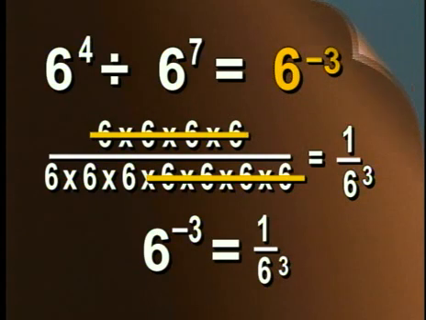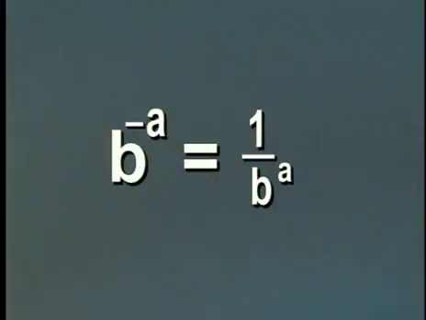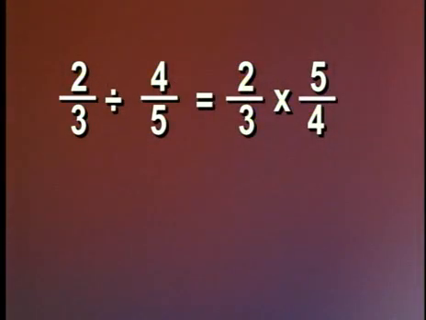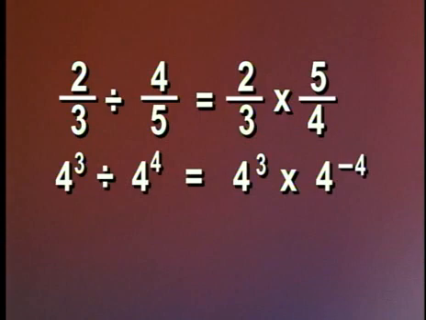In general, we can say if we have a base b raised to a power negative a, that b to the negative a means 1 over b to the a. Now, how can we use this? Well, let's recall our dividing of fractions. If we divided 2/3 by 4/5, we said dividing by 4/5 was the same as multiplying by its reciprocal, that is, multiplying by 5/4. So notice, as you can see on the screen, that dividing by 4 to the 4th would be the same as multiplying by its reciprocal, being 4 to the negative 4th.